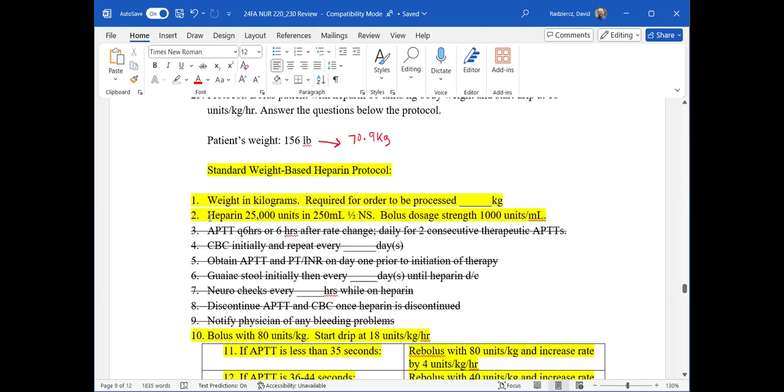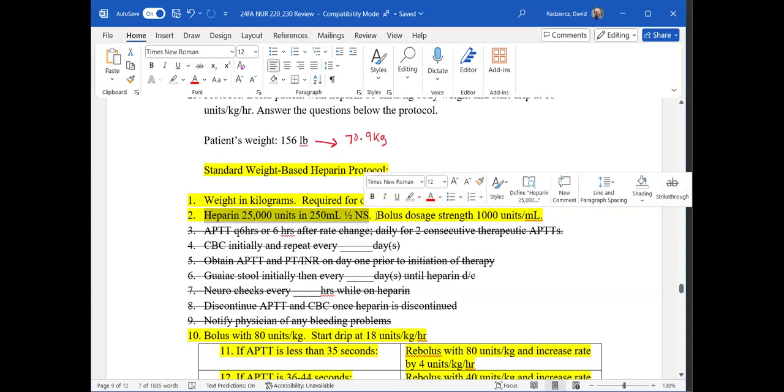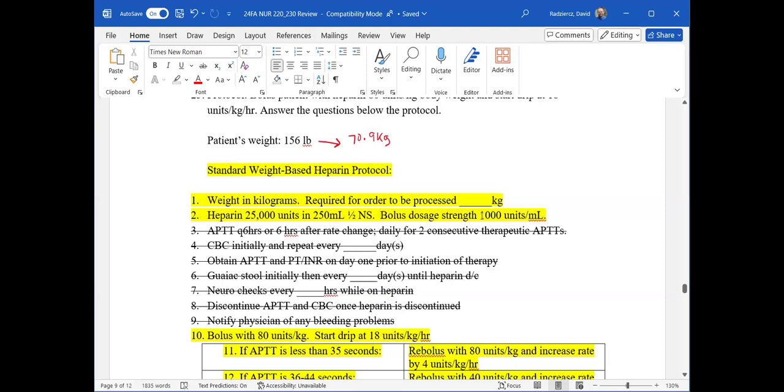All right. So the available for the standard heparin protocol is going to be 25,000 units in 250 milliliters half normal saline. And then they'll also give you another available, which is your bolus. So your bolus is actually 1,000 units per milliliter. So those are two different availables, like having two different medications. You have your IV bag, and then you have a separate bolus dose available to you.